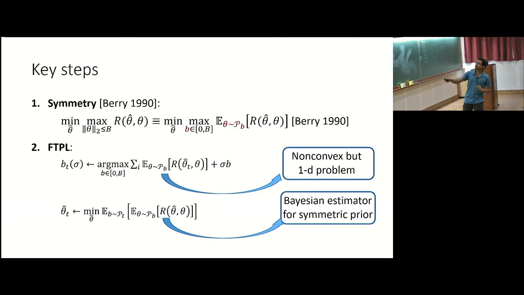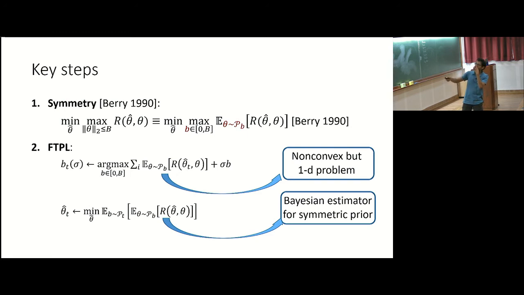So there are two key steps. The first one is symmetry. What it does is replace the maximum over the ball of size b with a one-dimensional problem, because there is a result by Berry which says that the worst case risk is achieved by the uniform distribution on the sphere, and the only thing we don't know about this sphere is its radius. So we can reduce the whole d-dimensional problem into just a one-dimensional problem, because once we figure out the radius, it will just be the uniform distribution on the sphere.